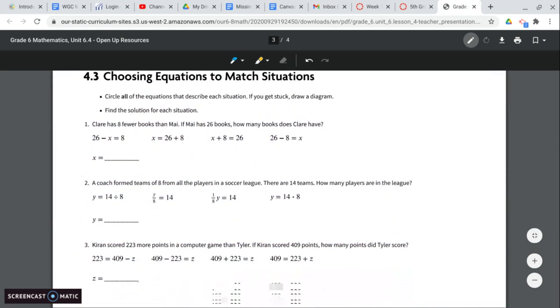All right. Choosing equations to match situations. Circle all the equations that describe each situation. If you get stuck, draw a diagram. Find the solution for each situation. So we're solving on all of these. So solve is your key word for this lesson.